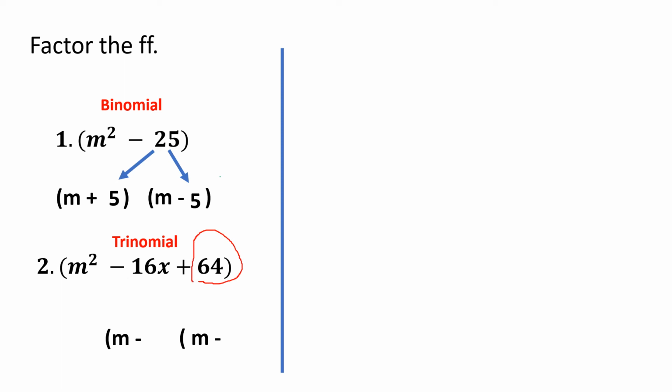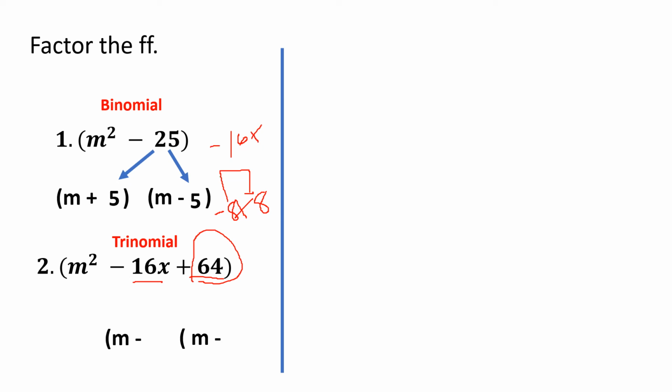Ano po ba yung number na that when we multiply that number by itself, ang sagot is 64? Obviously, that is equals to 8. So, if we multiply 8 times 8, that is equal to 64, positive. Kaya lang, ang nakalagay dito is negative 16, yung middle term. And therefore, we have to consider the sign. So, ang gagawin po natin, we're going to multiply negative 8 times negative 8, that is also equals to positive 64. And if we add this 2, that is equals to negative 16.